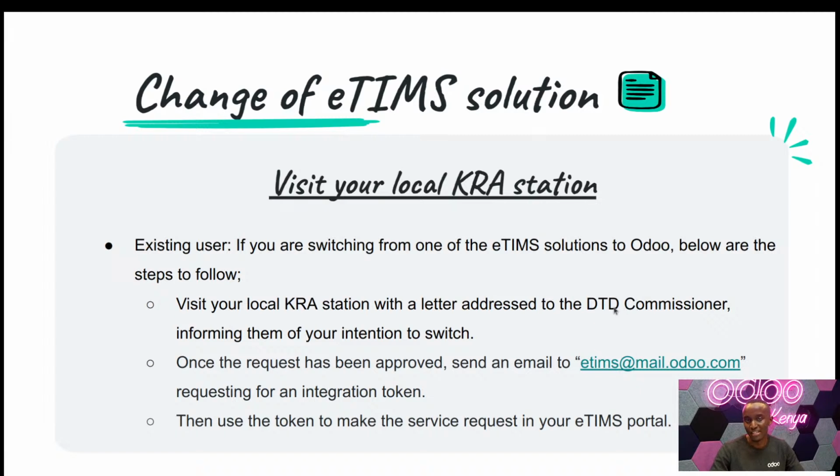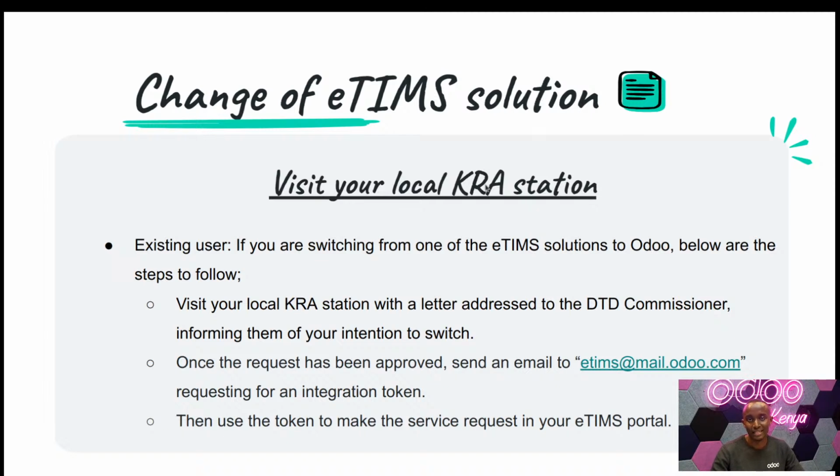DTD stands for Domestic Tax Department. So you should write a letter addressed to the DTD commissioner with details of your legacy solution as well as the details of Odoo. Basically it's the name Odoo and then the KRA PIN, which is available in our documentation. Once you do this, KRA has a turnaround time of about 24 to 48 hours. They will approve your request. When they approve, you'll get a notification by SMS, again, to the number that is connected to the eTIMS portal.